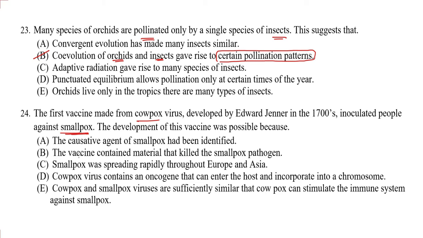It's wrong because vaccination doesn't contain any toxic material, but we give vaccination in the form of weak or dead bacteria, or some toxins of bacteria, for example, to the living organism so that its immune system will respond by forming antibodies that will stay in its blood for a long time. So this was wrong. Smallpox was spreading rapidly throughout Europe and Asia. It's not mentioned here. Number D, cowpox virus contains an oncogene that can enter the host and incorporate into the chromosome. It's not mentioned here. Number E, cowpox and smallpox viruses are sufficiently similar that cowpox can stimulate the immune system against smallpox because they are very similar to each other. So the right answer is E.